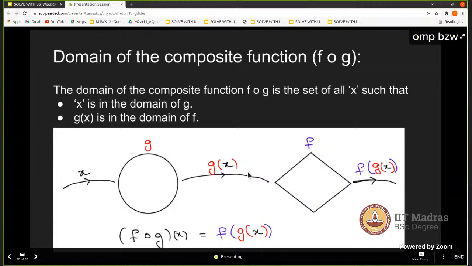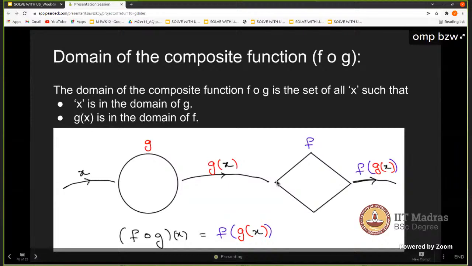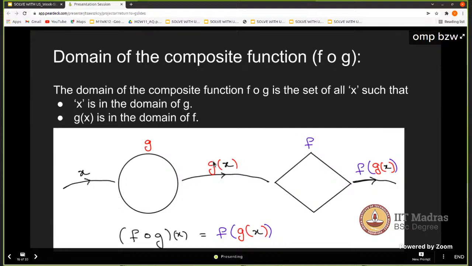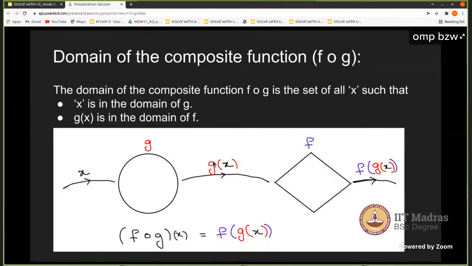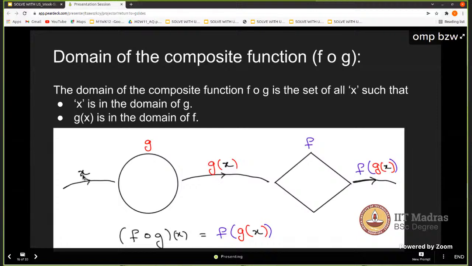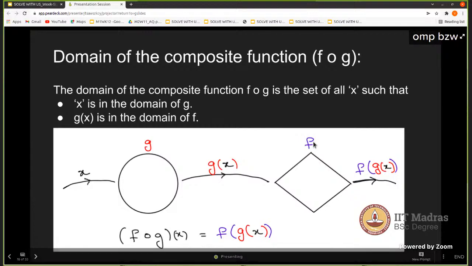But this will vary if some values of g of x do not fall in the domain of f. Those g of x values we should neglect. We should remove the entire set of x for which g of x is not going into the function f. We remove them from the starting x. So out of the domain of g, we are subtracting something, and that something depends upon the range of g of x and the domain of f. Okay, got it, sir.